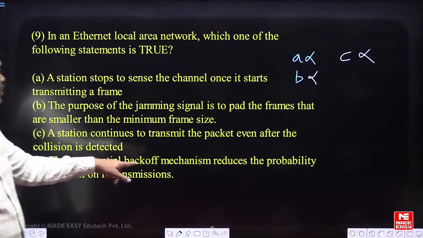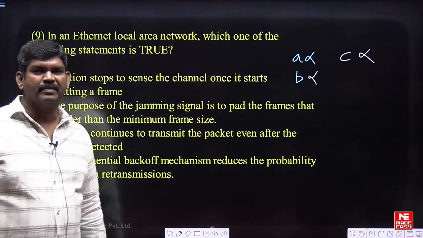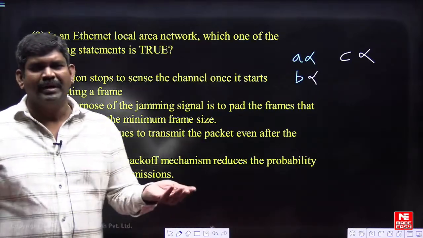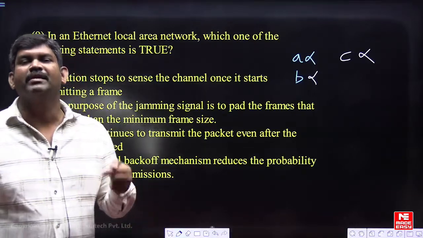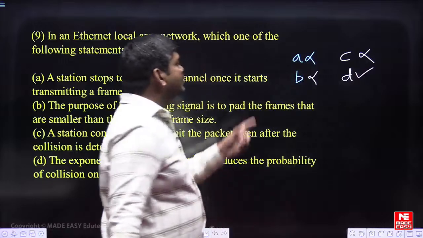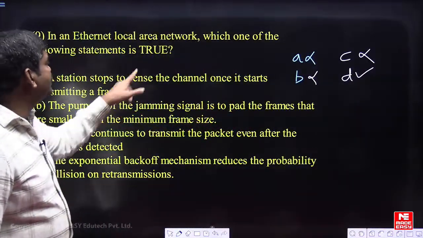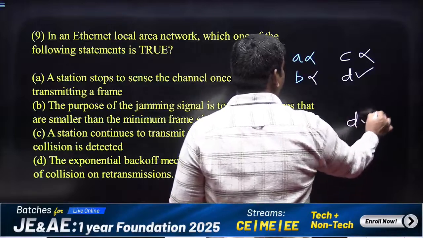That is what is mentioned in option D: the exponential back-off algorithm reduces the probability of collision on retransmissions. When k is equal to 1, the chance of collision will only be 50%, and when k is equal to 2, the chance of collision will be 25%. So D is the correct answer, the true statement for this particular question.